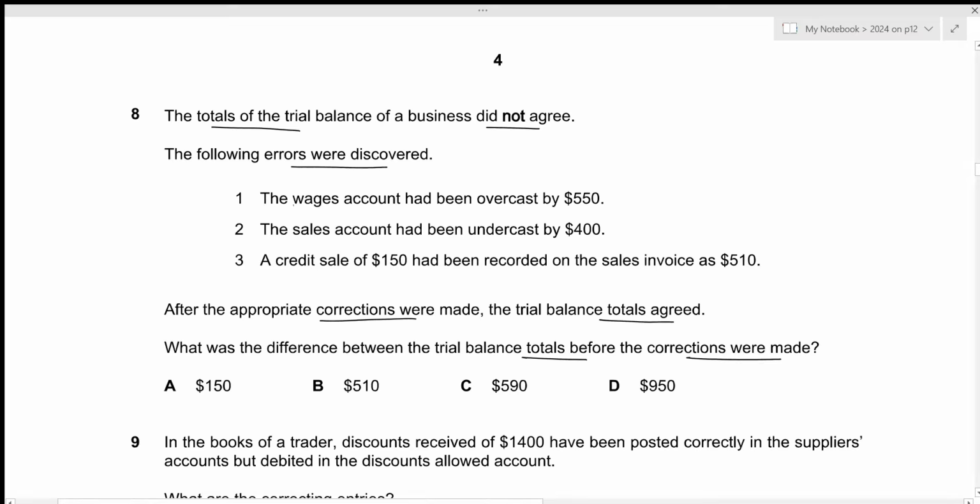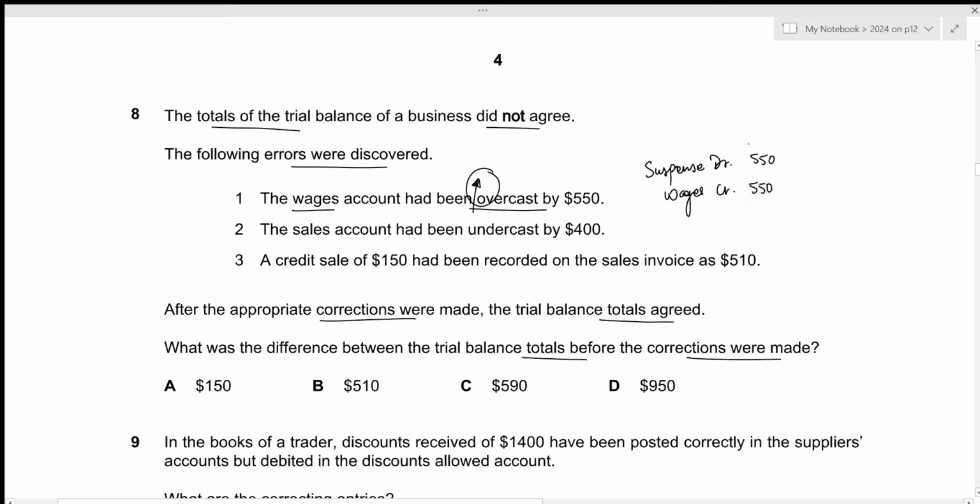Okay, let us correct these errors. The wages account had been overcast by 550. If something is being overcast, then we need to reduce its value. In order to reduce it, we just need to enter it on the opposite side while creating the journal. Remember that wages is an expenditure which should be recorded on the debit side. But since it is overcast, we need to record it on the opposite side. So we'll have wages on the credit side, 550. And that is the only correcting entry. It means that the debit entry will be suspense with 550.